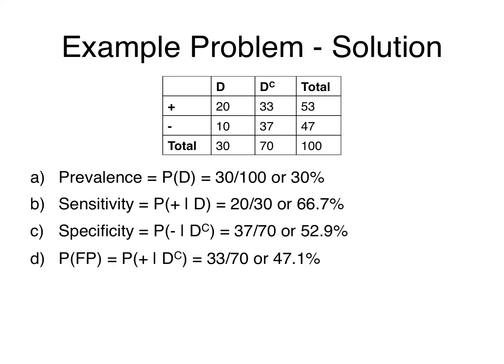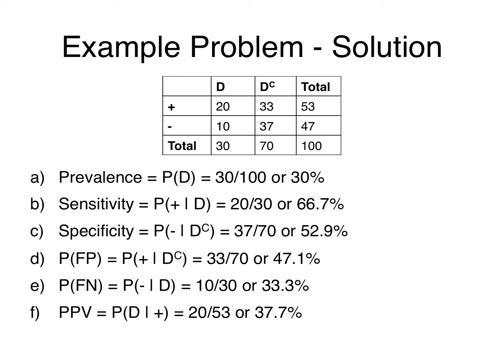With false positive, 33 people tested positive out of the 70 people who don't have the disease, so approximately 47%. With false negative, 10 of the 30 people who have the disease tested negative, or 33%. Of the 53 people who tested positive, 20 actually have the disease, so the positive predictive value is 37.7%. And the negative predictive value we determined by saying that of the 47 people who test negative, 37 don't have the disease, so approximately 78%.